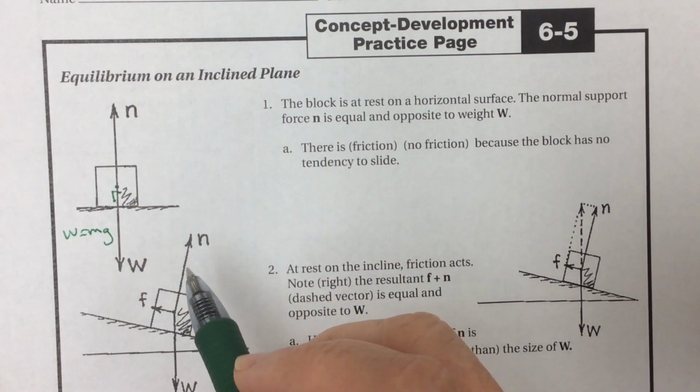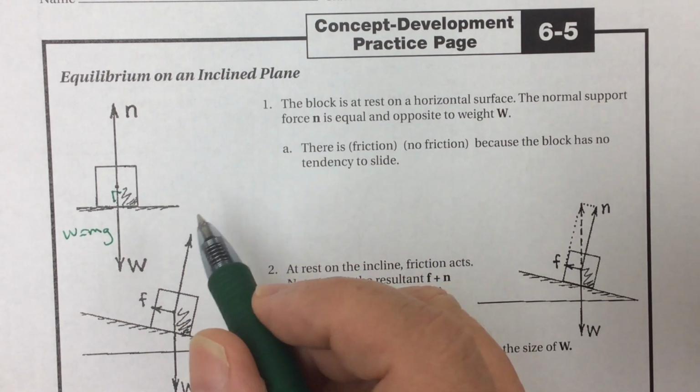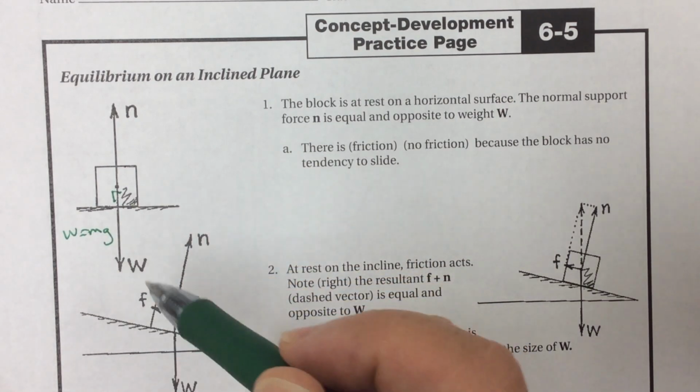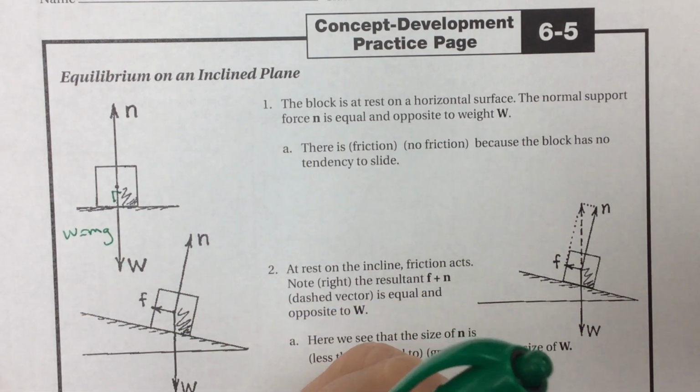In this case there's no friction, because friction only acts on objects that have a tendency to move forward. We're going to be looking at an inclined plane today, because you can imagine that eventually, on an inclined plane, a box would slide down the plane, and we're going to say when it would slide and when it would not slide.